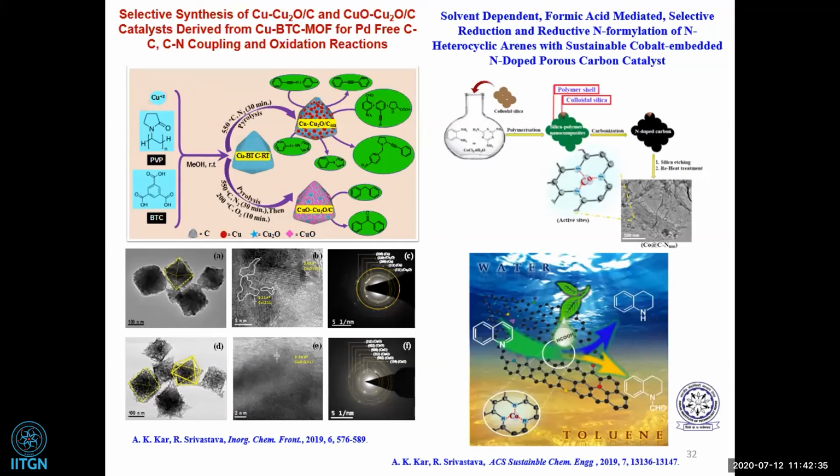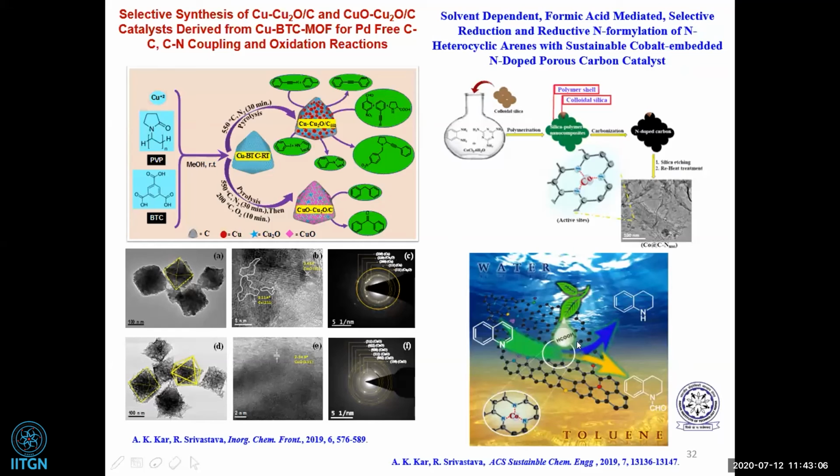Another important example is that people are now mostly working on single atom catalysis. Single atom catalysis means you have to incorporate the nano cluster of the metal. So we developed this: we took silica as a hard template. We polymerized onto the support, and then we got cobalt entrapped in this framework, and then we used it for catalysis. That is again selective catalysis. How have we done selective catalysis? We have done selective reduction and reductive N-formylation.